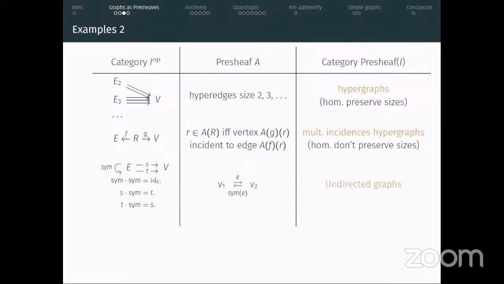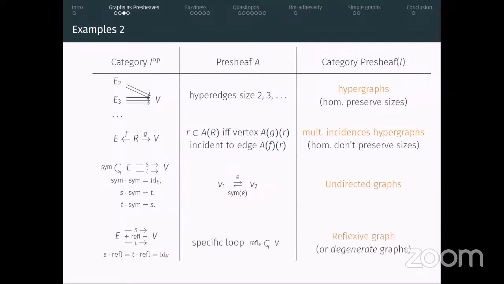And until now, we've seen ordered edges. If you want undirected edges, you can do that by changing the category I up. So you can define composition, and if you add a symmetry arrow here, with those equations, you obtain undirected graphs. And another possibility is if you add a reflexive arrow here in I up, you obtain what are called reflexive graphs, or degenerate graphs sometimes.